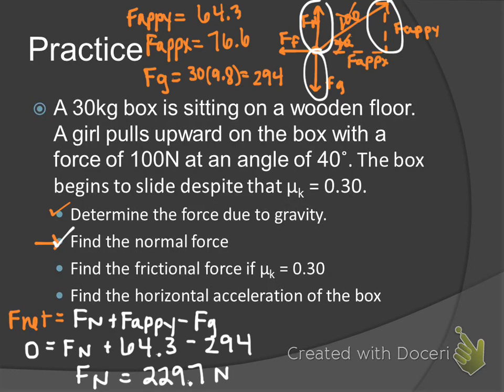Okay, so we found the gravitational force, we found the normal force. Now if we go to find the frictional force, how do we do that? One more time, coefficient. Yep, coefficient, which is 0.3, times the normal force, which is 229.7.